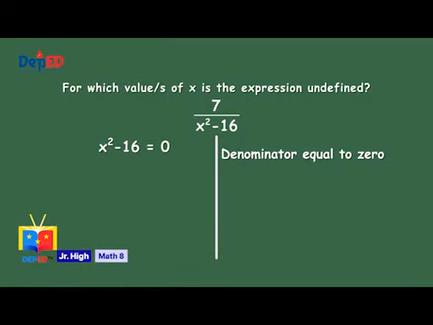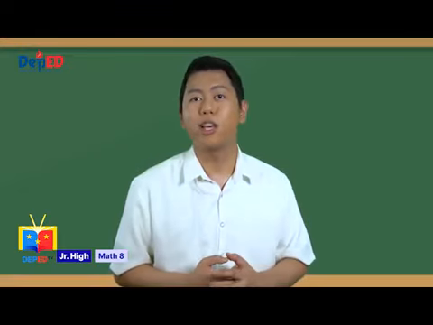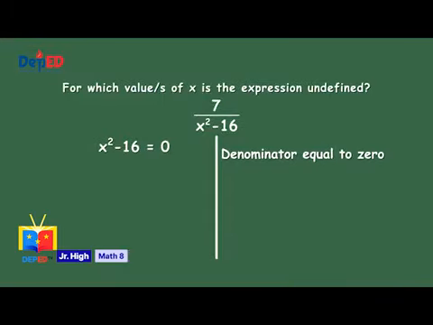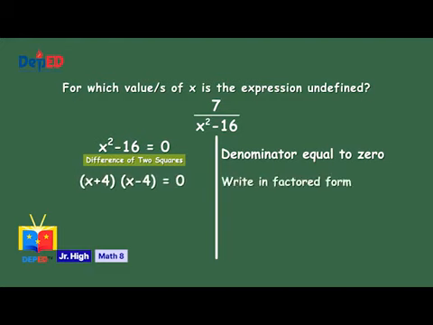What value or values will make 7 over x squared minus 16 undefined? What we can do is to express the polynomial in its factored form. If you can remember, x squared minus 16 is a special product called the difference of two squares and can be easily factored as the product of x plus 4 and x minus 4.